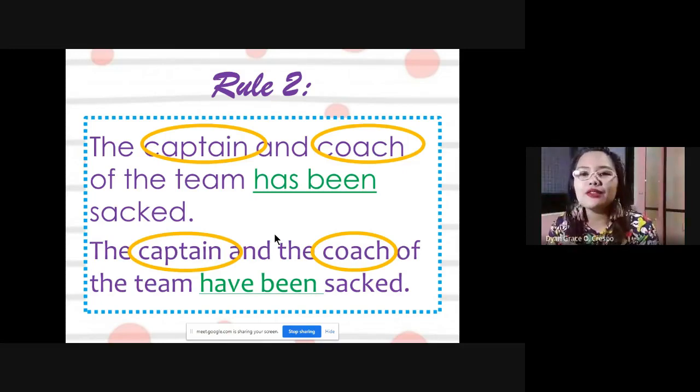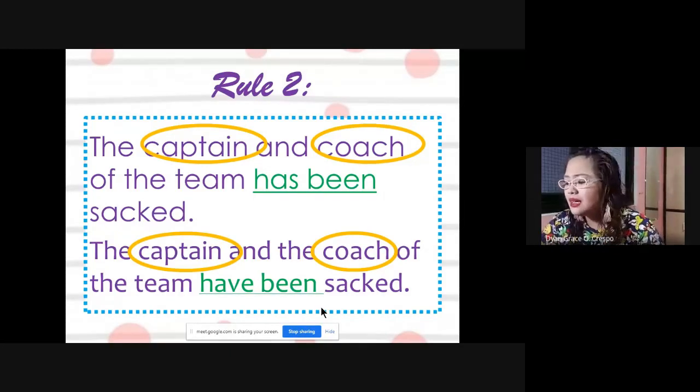For example, I will give you another example. For example, myself. For my fourth year students, I am their teacher and their friend. So my teacher and friend, you're referring to this subject as having both roles. It is only one person, only one subject, who is teaching us today. However, with the second one, the thought is the captain and the coach of the team have been sacked. So as you can see, we have the article, which tells us that there are two subjects.